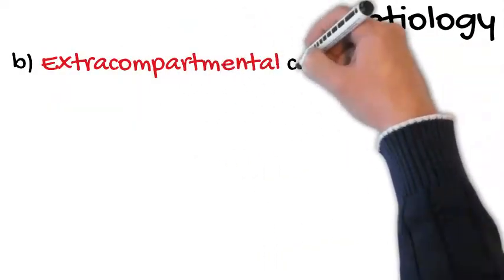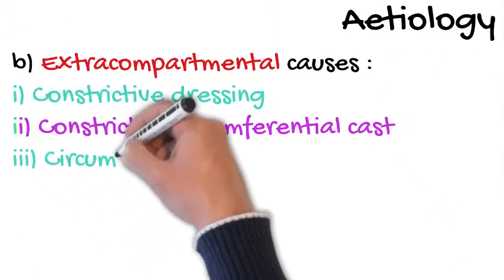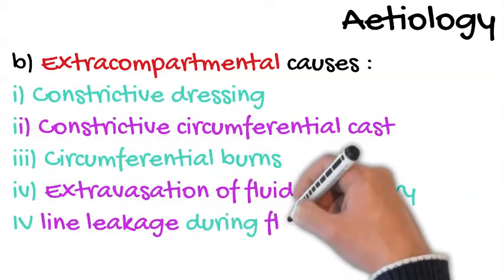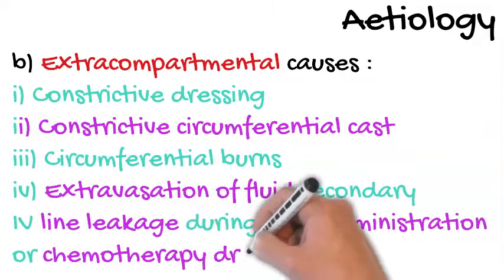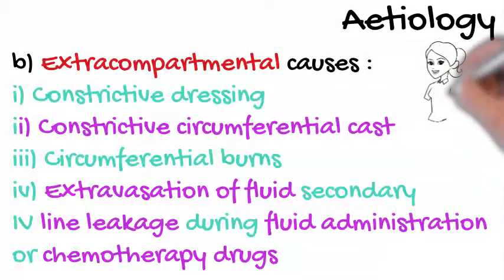For extracompartmental causes, example, 1 is constrictive dressing, 2. Constrictive circumferential cast that causes an external pressure, 3. Circumferential burns that cause an increase in capillary permeability, 4. Extravasation of fluid secondary to intravenous line leakage during fluid administration or chemotherapy drugs.